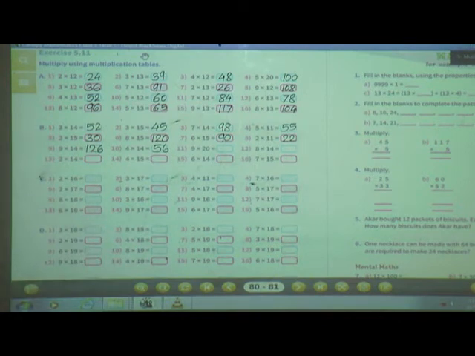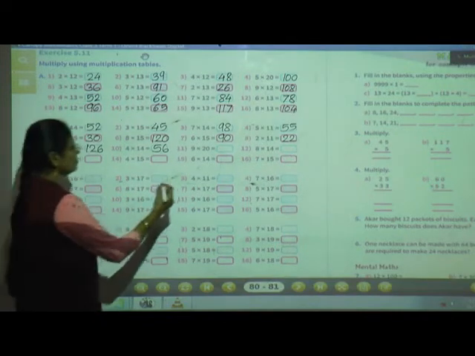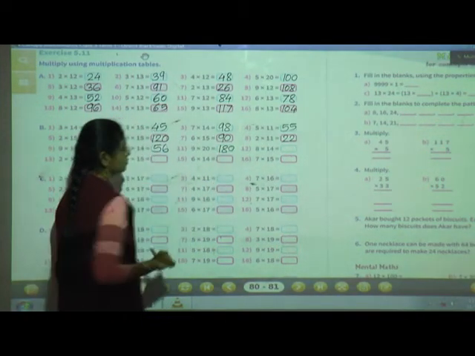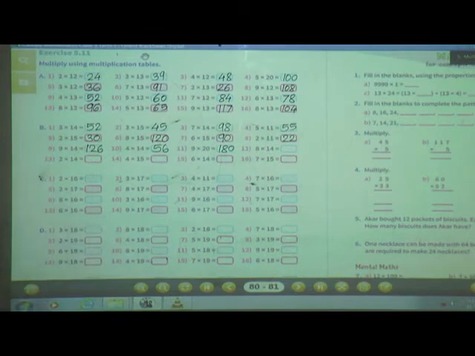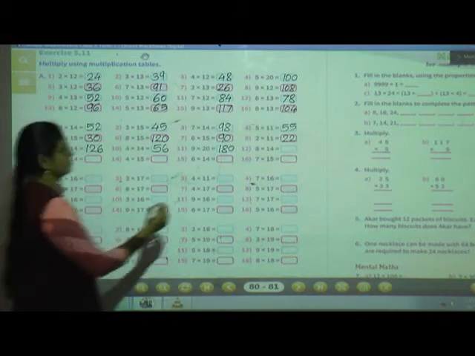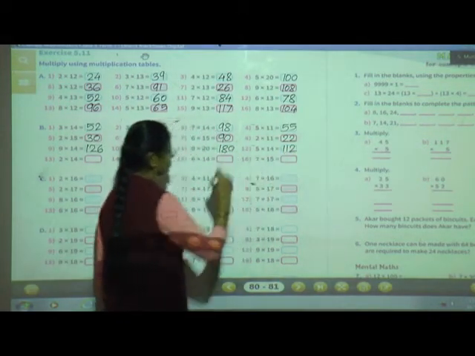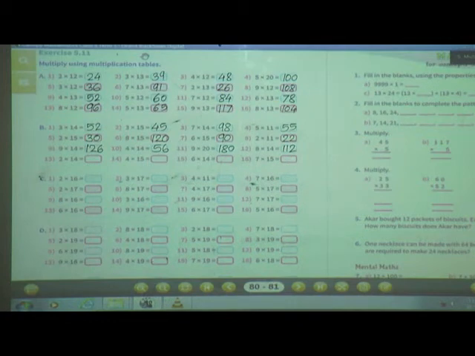Next, 9 into 20. Now you have to say the table of 20. 20 into 9. 20 9s are 180. Next, 8 into 14. Now you have to say the table of 14. 14 eights are 112. Correct. Next, 2 into 14. Again 14 twos are 28.